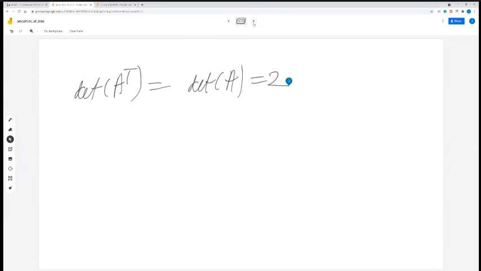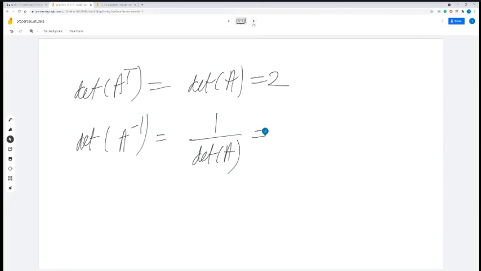And similarly, if I ask you to find the determinant of A inverse, you don't have to find the inverse matrix and then find its determinant. You just use a property: it's 1 over determinant A, and this is going to be, of course, 1 over 2. Here I need to mention that the determinant of the inverse is defined only when the determinant of A is not equal to 0.